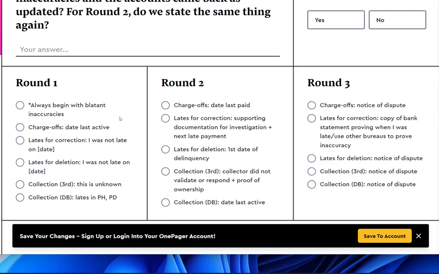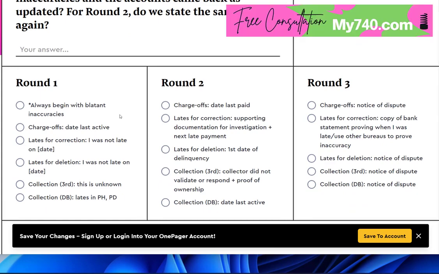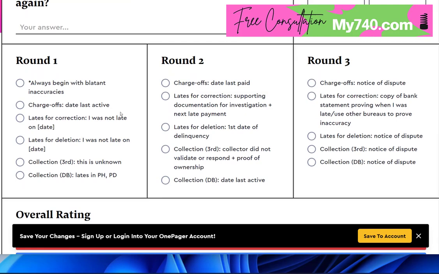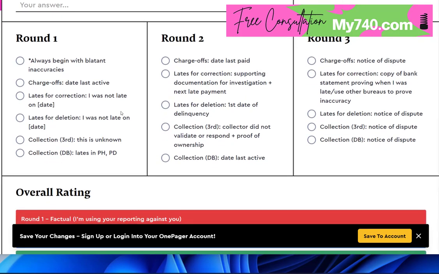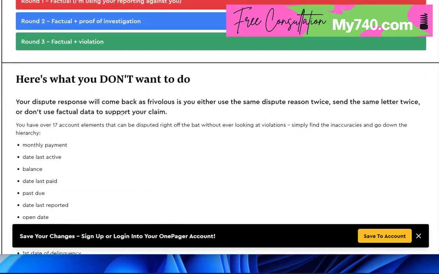All right. So you can use the link in the description, pause this video, go down to the description and open up this link. All right. So we're going to look at 3 different rounds. And again, I'm going to show you not only what you can dispute, but what you don't want to do and why you don't want to do it.